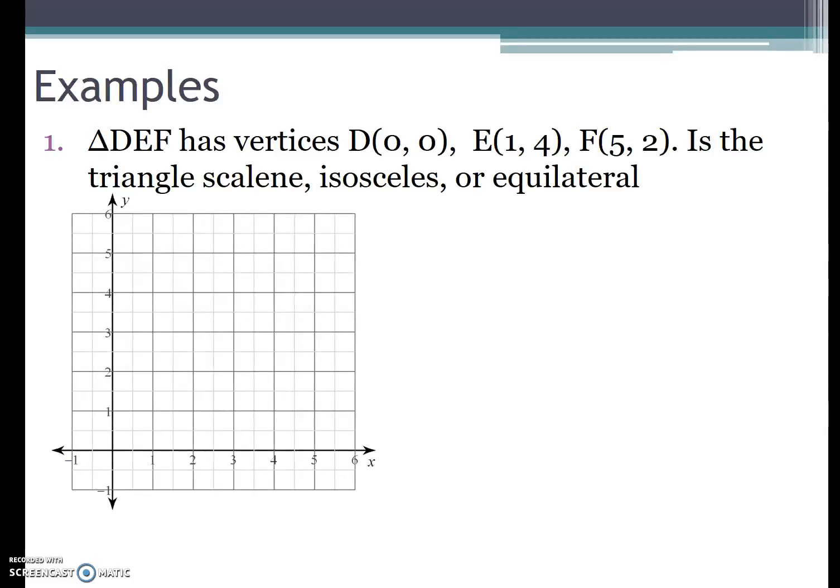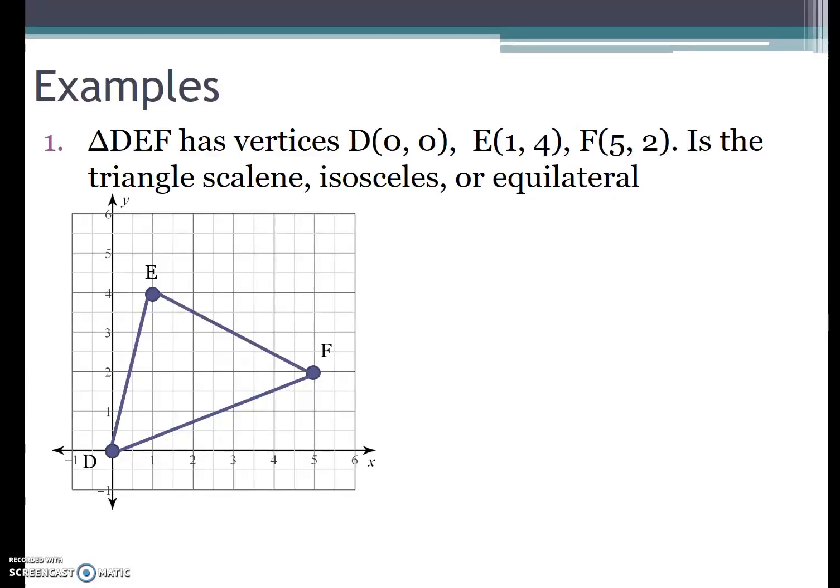So I have a triangle DEF and specific vertices here, and I want to determine, well, what kind of triangle is this? We did do problems like this. You probably saw some of this back in unit 4, when we did congruent, when we plotted things and we found distances. That's kind of what we're doing. All right, so plot some points. We've got D at (0, 0), E at (1, 4), and F at (5, 2). So after you plot all these, we're going to connect the dots.